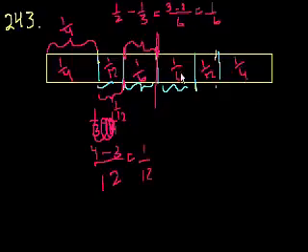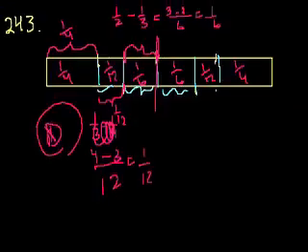And so if I say, let's see, 1/6, 1/12, and 1/4, that is choice D. Those are the different piece sizes we have. D. Problem 245.